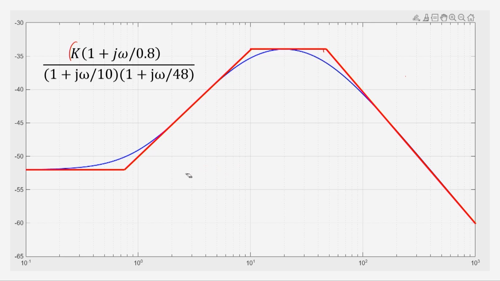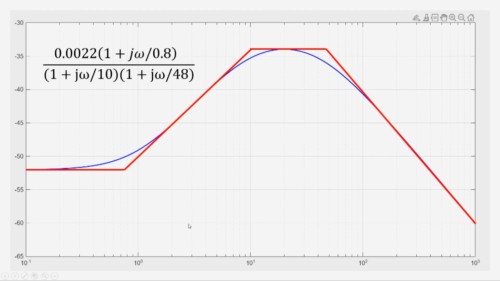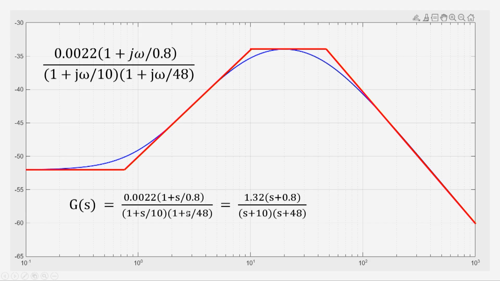So because of this line, this point, which is minus 53 dB, 20 log of k must come out to be minus 53, which will give k equal to 0.0022. So finally your transfer function will come out to be this. If the transfer function is this, I can go ahead and write it in terms of s. So this will be the transfer function of the system.